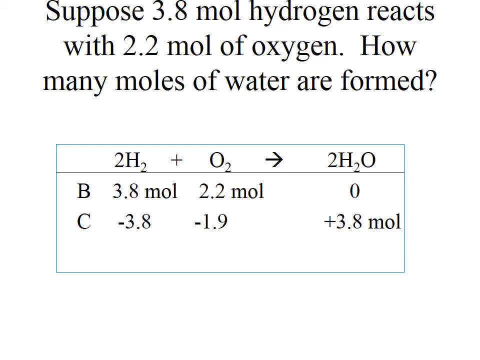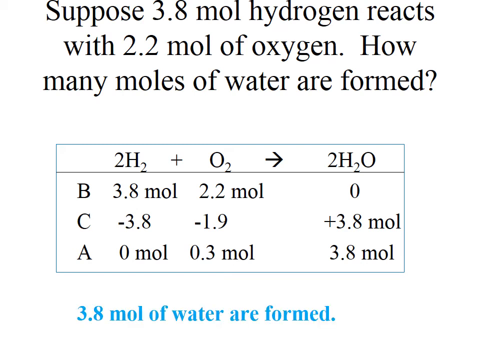So that's before the change. And after the reaction, we don't have any of the hydrogen left. We have 0.3 moles of the oxygen left and 3.8 moles of water produced. So here we see that we produced 3.8 moles of water. And let's go back to what we said about the limiting reagent. Our limiting reagent is consumed. There's none of it left at the end of the reaction.